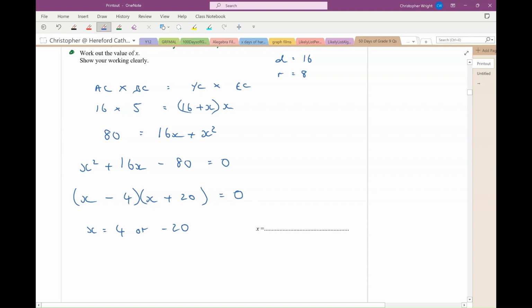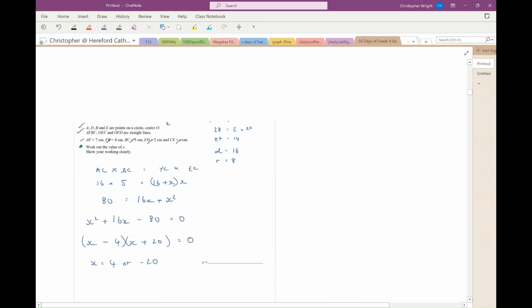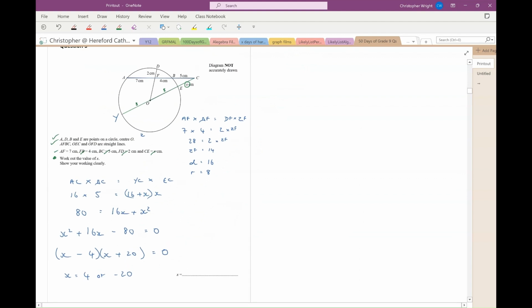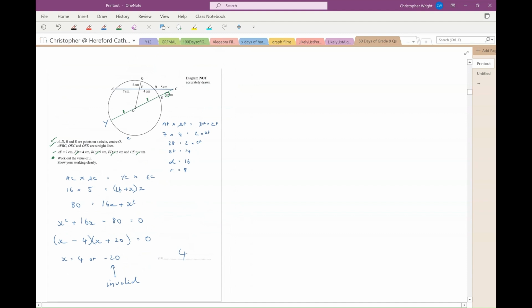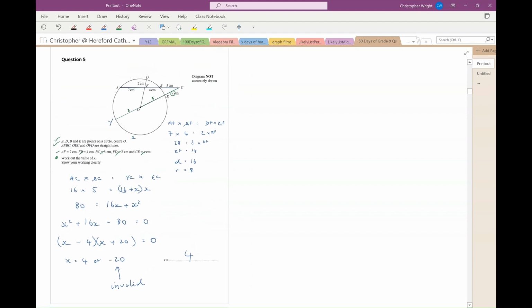So are there two answers then for x? Let's have a look at the diagram. Does it make sense for x to be negative 20? It doesn't. x is clearly a positive value. So x is minus 20 is not valid, meaning that the answer is that x is 4. So in question 5 there, we use the intersecting chord theorem twice. Once where the chords intersected within the circle at the point F, and on the second occasion where the chords intersected outside the circle at the point C.